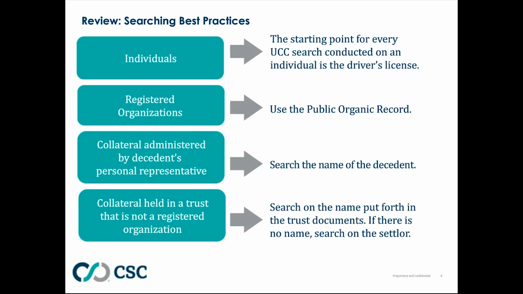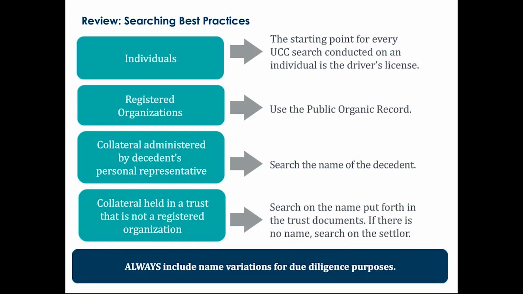Down below, even further, collateral administered by a decedent's personal representative. You want to search the name of the decedent. And then lastly, collateral held in trust that is not a registered organization. Here you want to search on the name put forth in the trust documents. If there is no name, you want to search on the settlor. You want to always include name variations for due diligence purposes.